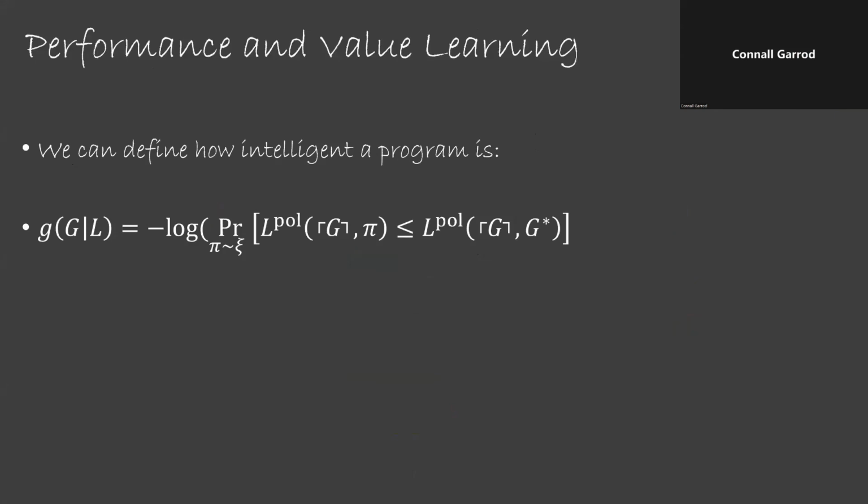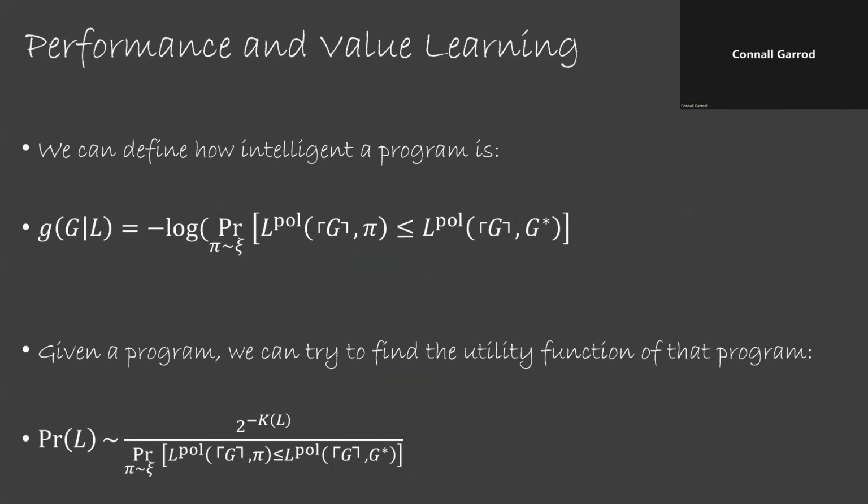If we already know what loss function we want to use for our agent, then this is the metric we want our agent to optimize. Now that we have a notion of intelligence for our agent, we can talk about value learning. If I see some program out in the world and I don't know its utility function, how can I infer what it's trying to do? We use the following formula.